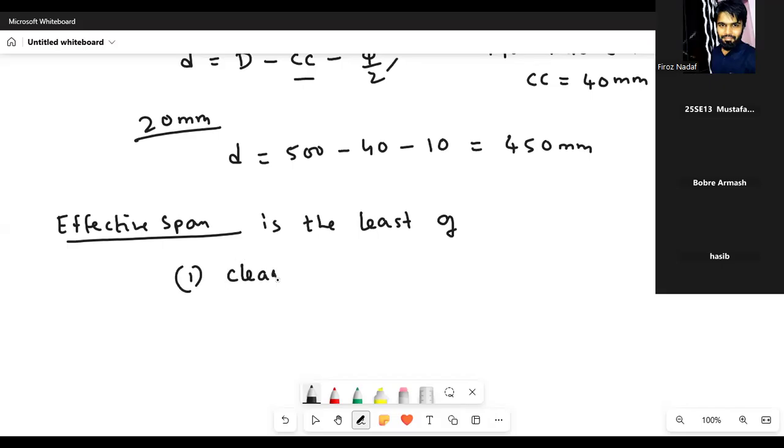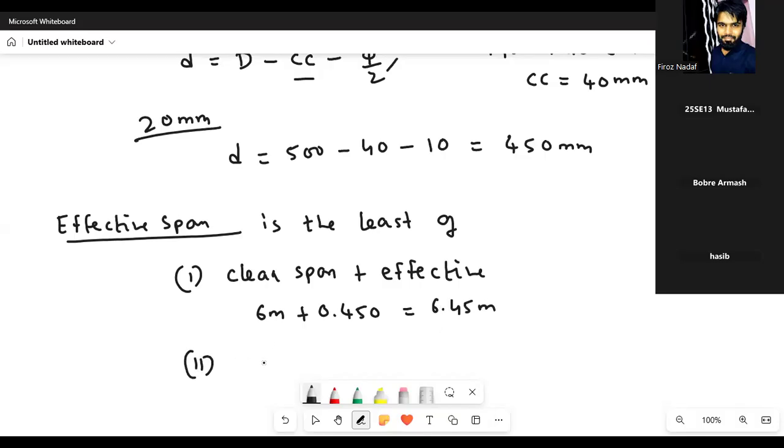Number one, clear span plus effective depth. So what is your clear span? Clear span is 6 meter plus effective depth in meter. Effective depth in meter is 0.450. So this is coming as 6.45 meter.